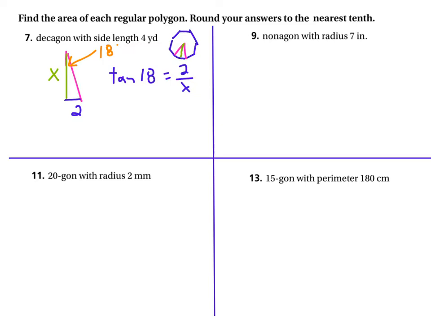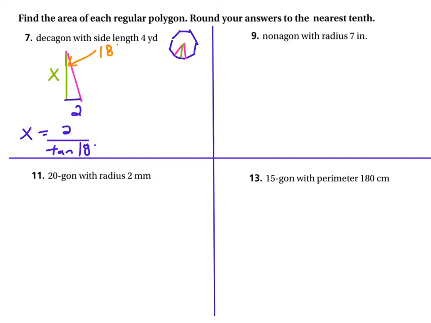And when we switch their positions, remember we have this rule in rewriting, these will switch position to isolate x. And we've got x, the apothem length, is equal to 2 divided by tangent of 18 degrees. Okay? So then, if we know the apothem and we can figure out the perimeter, which we can, we have a side length of 4 and it's a decagon, there's 10 sides.